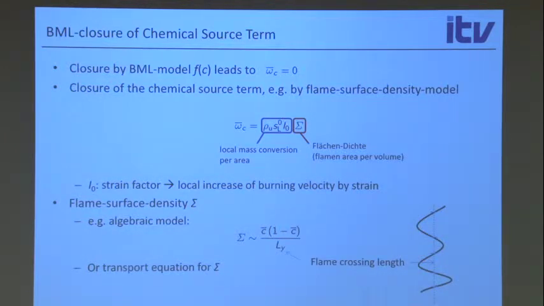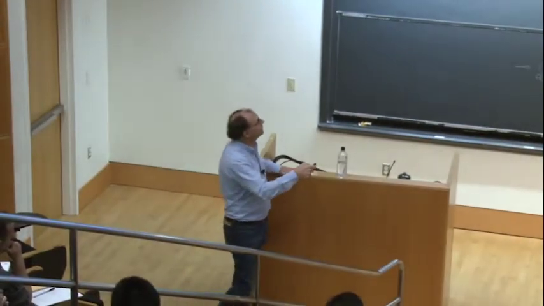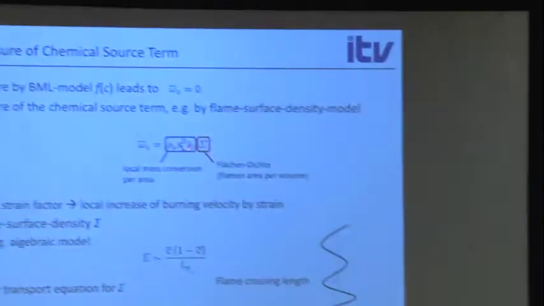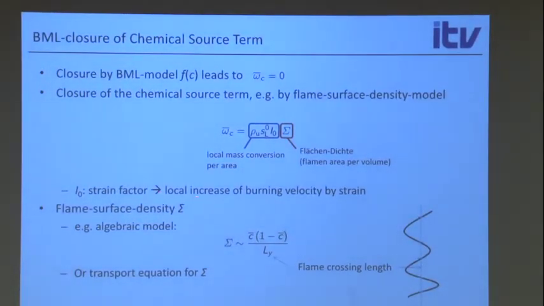And then locally, another thing we said, locally the burning velocity is not the same as the unstretched burning velocity. It's modified by local strain and curvature and so on. And so this I factor here is the strain factor, or the stretch factor, which considers local increase or decrease, actually, of the laminar burning velocity. Okay, so this is a model that one can use.